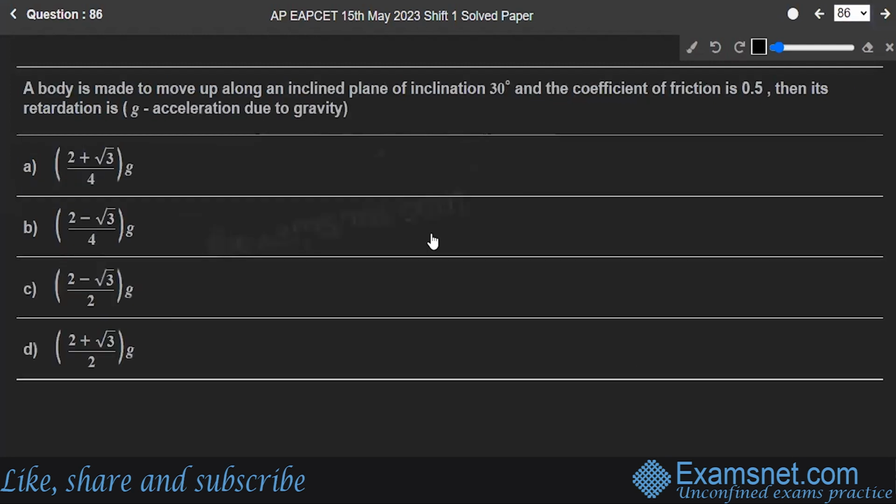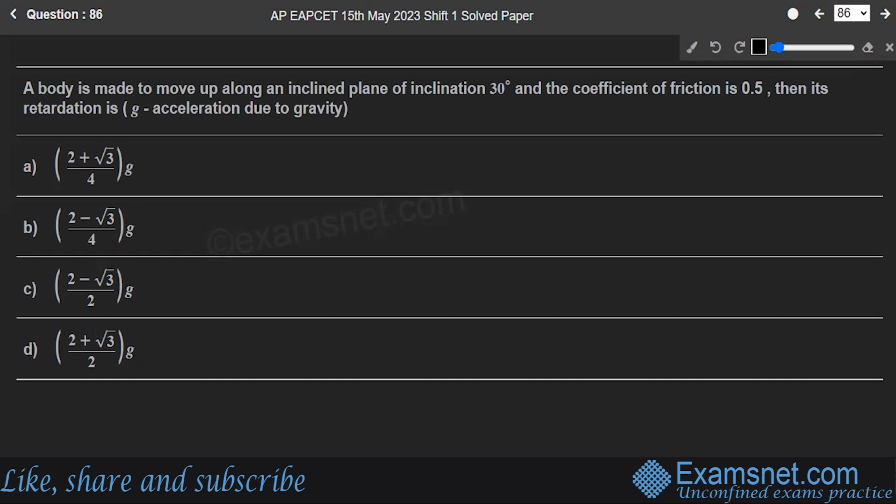Hope you understood this. Next is question number 86. A body is made to move up along an inclined plane of inclination 30 degree. Coefficient of friction is 0.5. What is retardation? Where g is taken as acceleration due to gravity in all these options. We have to find out the retardation.